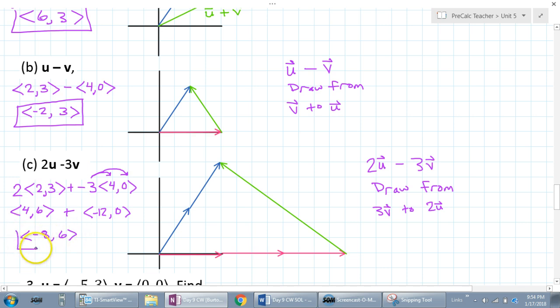So this should be the vector 2u minus 3v. Now let's compare that to what we have here. Starting from the initial point of this green resultant vector, notice that it goes left 8 and up 6. So it matches what we got algebraically.